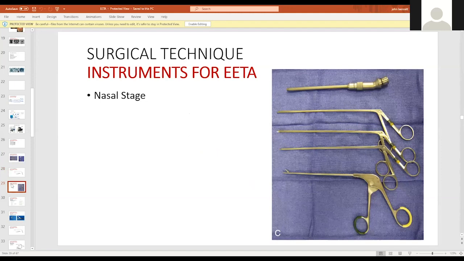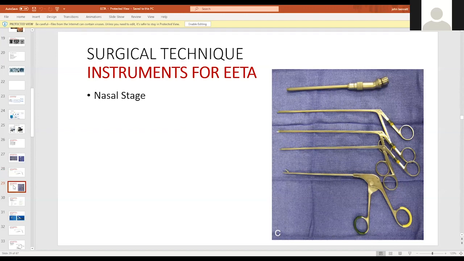Next slide, okay. Again, here you can have those biopsy forceps that you will use to mobilize your nasoseptal flap, for example. There are scissors there that you can use to cut your nasoseptal flap. I will talk about the nasoseptal flap later on in this presentation. And on the top here, on picture C, is the drill.